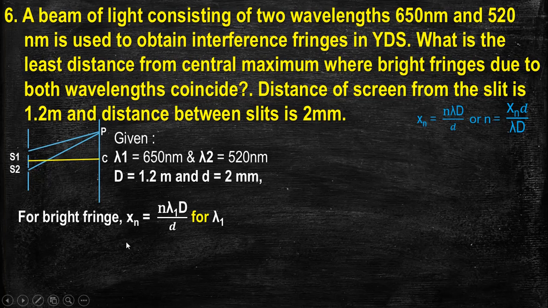So for any nth bright fringe, the formula is very simple: xn equal to n lambda D upon small d. I am writing it for lambda 1. The generalized formula is xn equal to n lambda D upon small d. You have to write this formula for lambda 1.